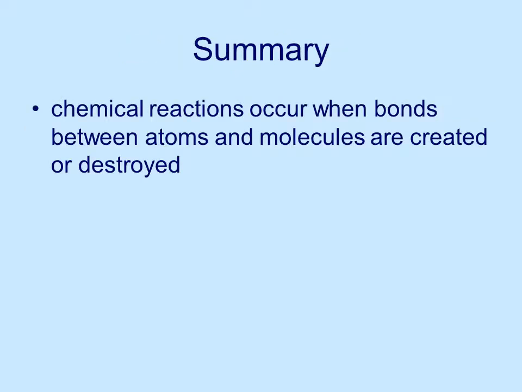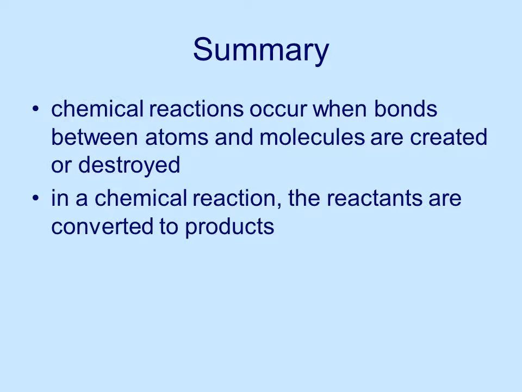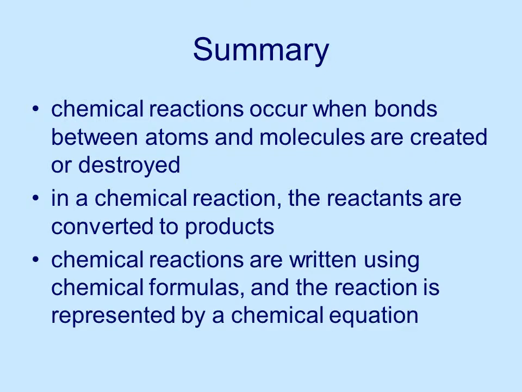All right, chemical reactions occur when bonds between atoms and molecules are created or destroyed. Okay, things go together, they form chemical bonds. Things come apart, you break those chemical bonds. In a chemical reaction, the reactants are converted to products. This is a standard language. Chemical reactions are written using chemical formulas. The reaction is represented by a chemical equation. Reactants on the left, products on the right.